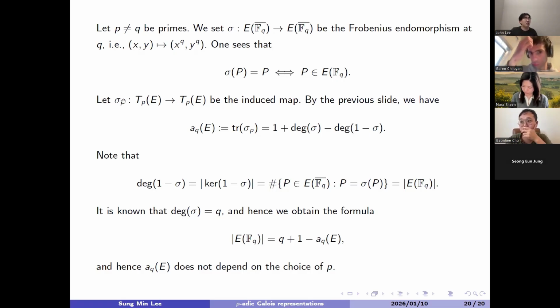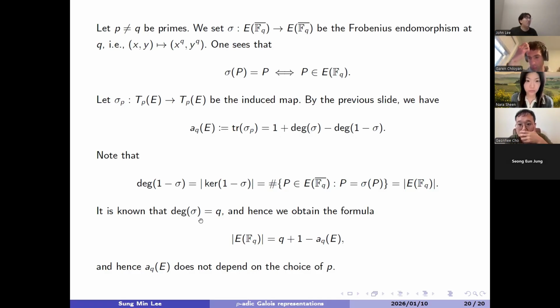Now let sigma_P be the induced map on the Tate module. Then by the previous slide, the trace of sigma_P is 1 plus the degree of sigma minus 1 minus the degree of 1 minus sigma. And this trace is called the Frobenius trace. I told you this does not depend on the choice of P, but it may depend on the choice of q, so I will write it as a_q(E).